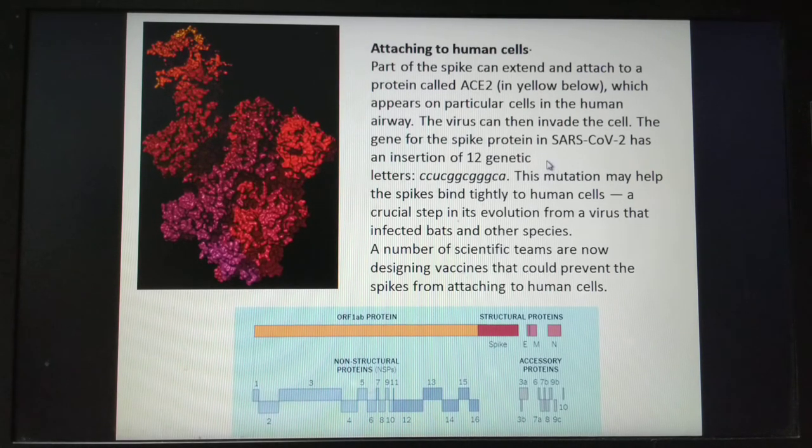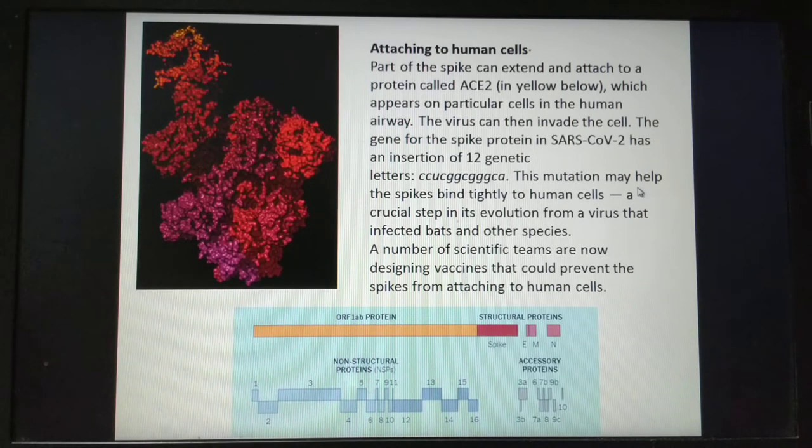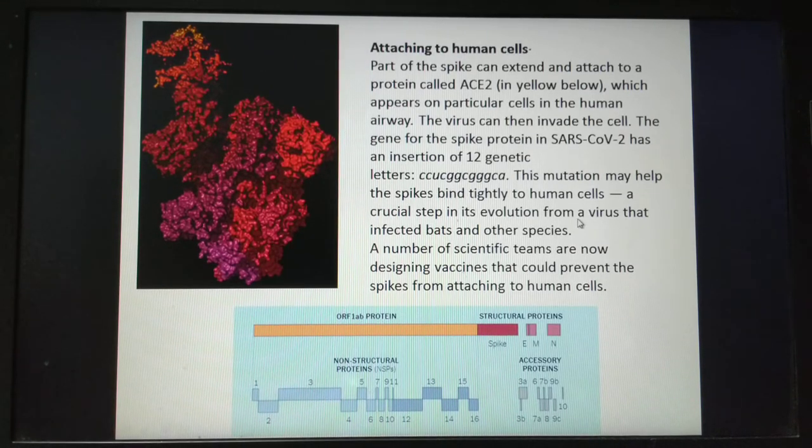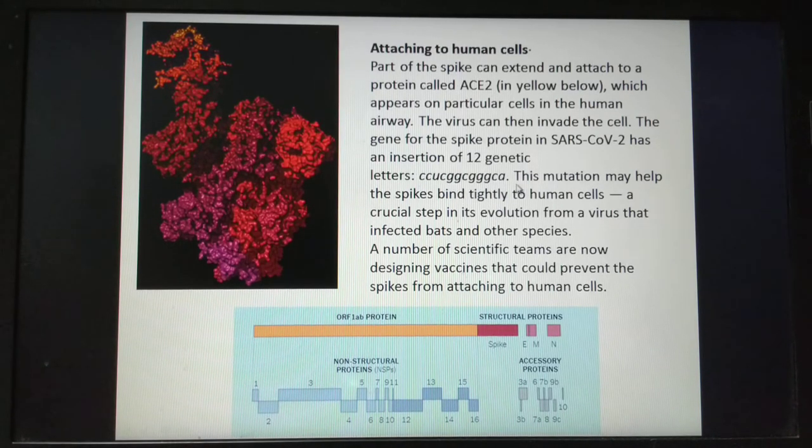Now, there is an interesting thing: the gene for the spike protein in this particular coronavirus, SARS-CoV-2, as opposed to other SARS, has 12 genetic letters extra, which were not there in other SARS, only present in SARS-CoV-2. So this is called a mutation. This mutation helps the spike bind tightly to the human cell, and this binding is a very important and crucial step. This is a very interesting mutation which happened because the virus came from bats and is now affecting humans. So what change did it need? It needed this change to adapt itself to the human situation. That's a very nice example of adaptation.